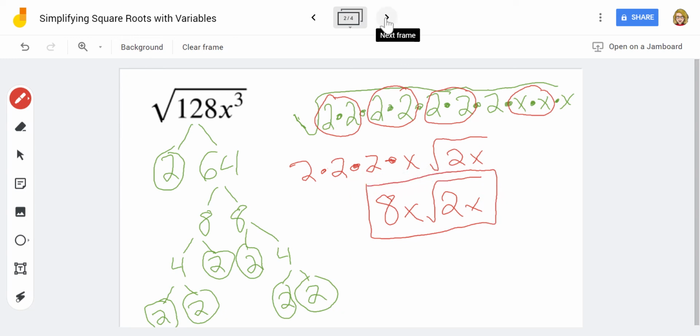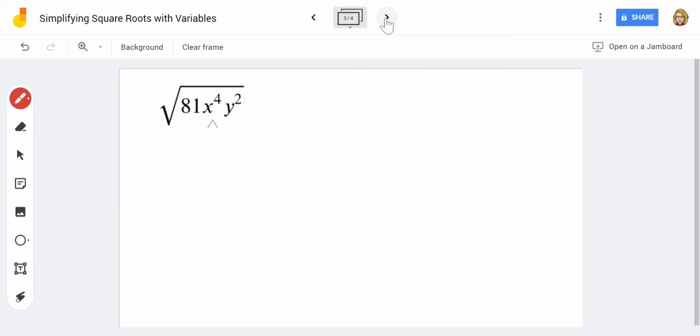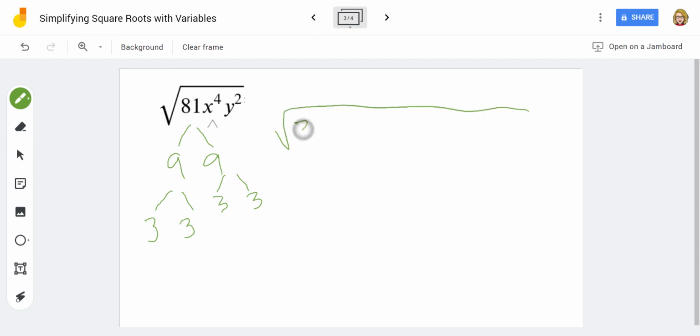Okay, let's go on to the next example. So again, I am going to factor it. Factor 81. So 81 is 9 times 9. And then I'm going to factor 9, which is 3 times 3, and factor 9 again, which is 3 times 3. So I'm going to rewrite it as 3 times 3 times 3 times 3.